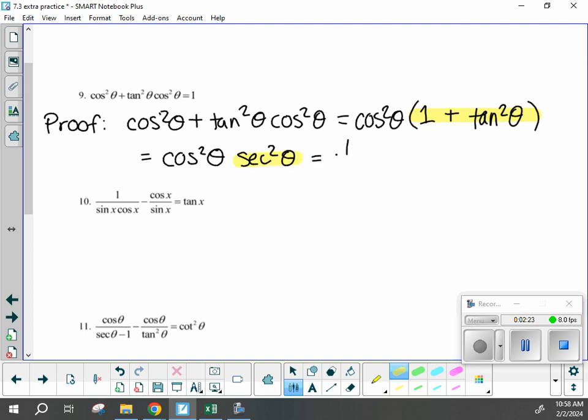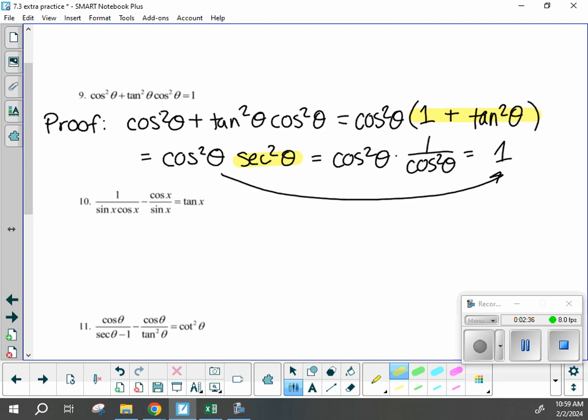If you want to, make this cosine squared times 1 over cosine squared, you can. I'm perfectly comfortable with you making this jump, though. When you see the product of reciprocals, you can just jump right to 1. Do as much of the in-between steps as you need to. Okay. So just keep that in mind as a technique.